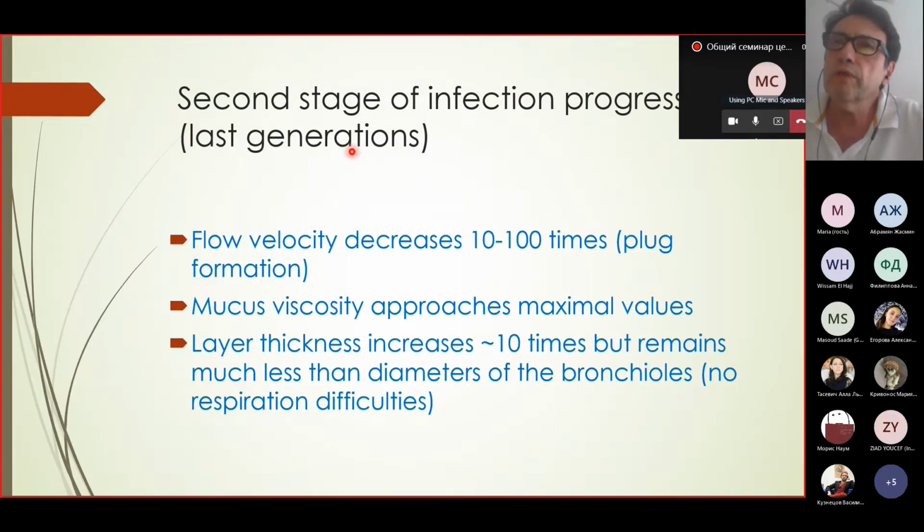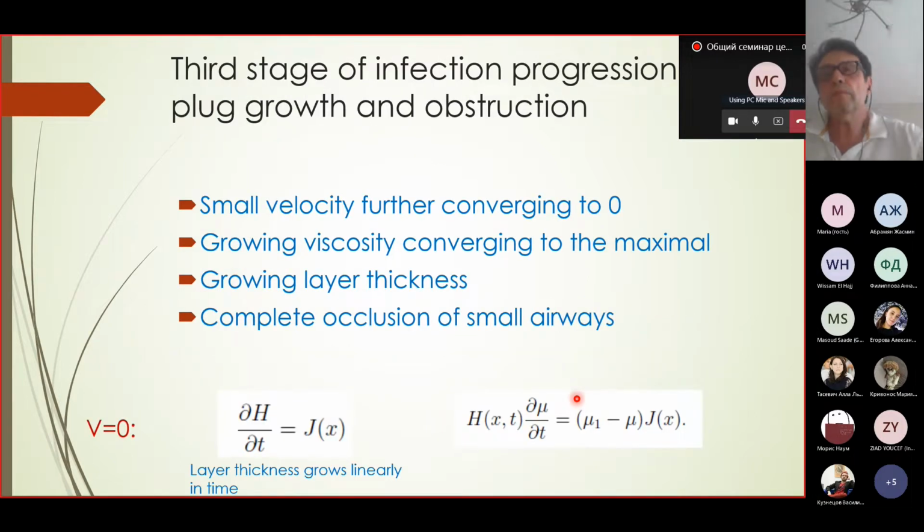So what we conclude here for the second stage: flow velocity drops from 10 to 100 times. And in fact, this plaque is formed already now. Mucus viscosity approaches maximal values. Layer thickness remains very small compared to the diameter. And now the third stage. What happens at the third stage?